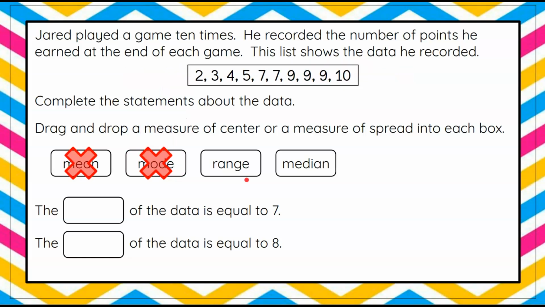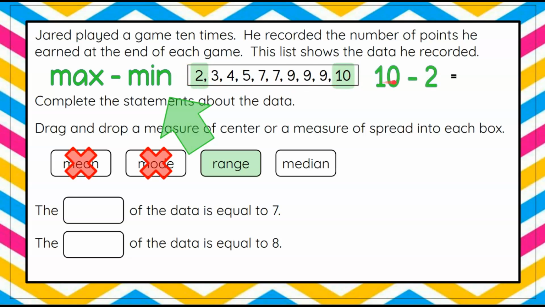So let's find the range. When we talk about range, we want to find the maximum value and subtract the minimum value, and that will tell us the range of the data from the minimum to the maximum. So our maximum is our highest when it's listed in order, and they were nice to us to say we didn't have to put it in order. Our data was listed from least to greatest. So our maximum is 10, our minimum is 2. So our max minus our min, 10 subtract 2, gives me 8. And I can take my range and drag and drop it to here. The range of the data is equal to 8.